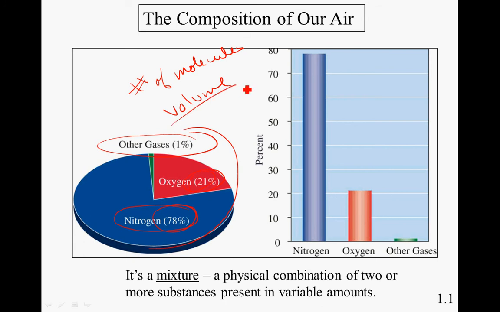If we're looking at volume, we can look at it in milliliters. And there's 1,000 milliliters in 1 liter. That means for every 1,000 milliliters of air that we breathe in, 780 of them will be nitrogen, 210 milliliters will be oxygen.